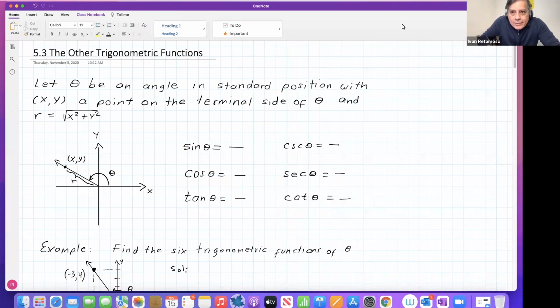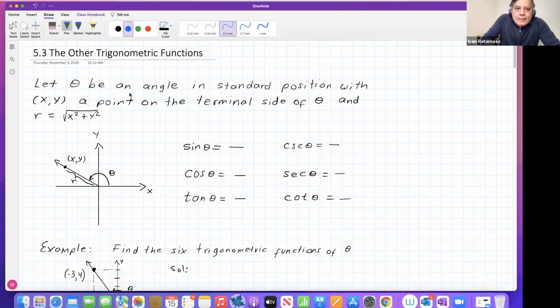Great, it's recording now. Let's talk about trigonometric functions in general. In the last lecture, I showed you how to deal with trigonometric functions of acute angles, small angles, the ones whose measure is between 0 and 90 degrees. But now we're going to generalize this for angles of any size.